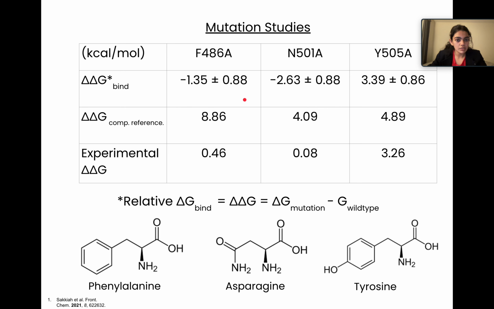We can take, for instance, this phenylalanine residue, which the DDG that the pipeline gave us was negative 1.35 kcal per mole, which was much closer to the experimental 0.46 than the computational reference was.